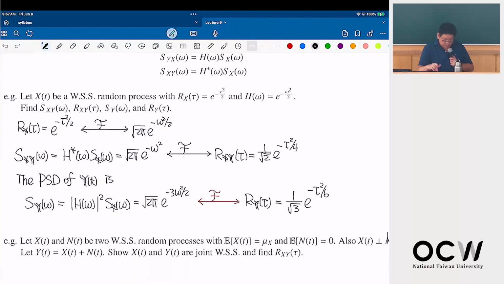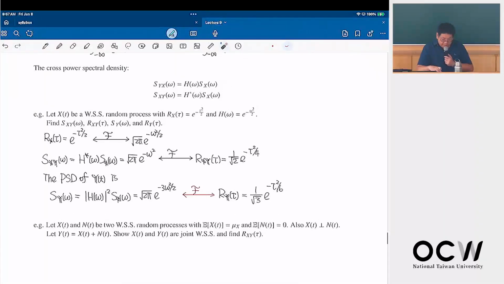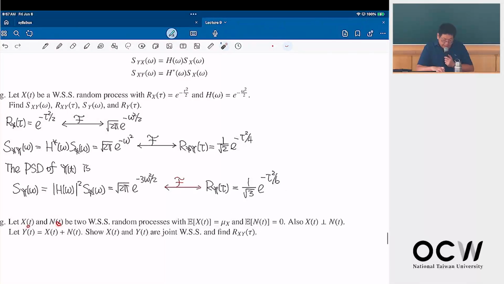Next example, x and n, I think that's a noise, are two random wide-sense stationary random processes, and we have the mean of x, mean of n, and x and n are independent, and then y is x plus n. We want to show that x and y are jointly wide-sense stationary and find the cross correlation. How do we show they are jointly wide-sense stationary?